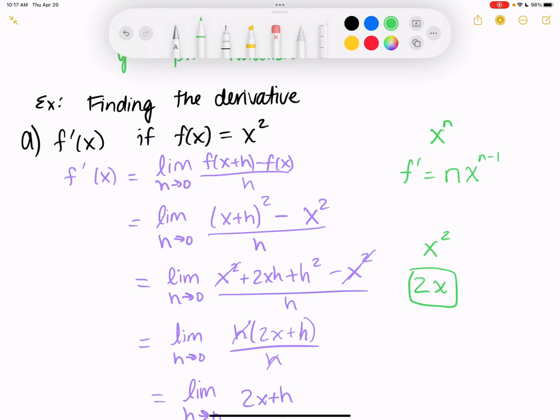Any other questions about that one? So if I were to give you x to the 4th, what would the derivative be? 4x to the 3rd. Yep.